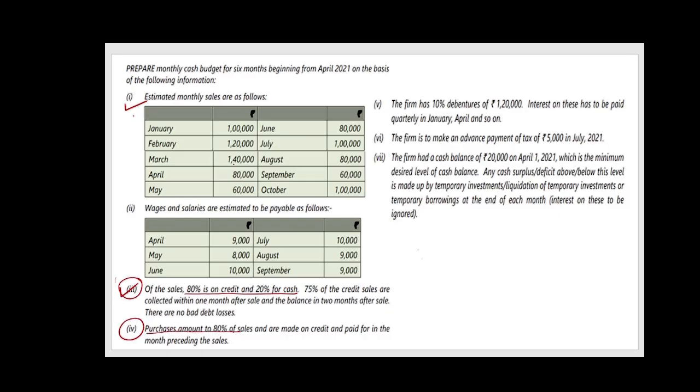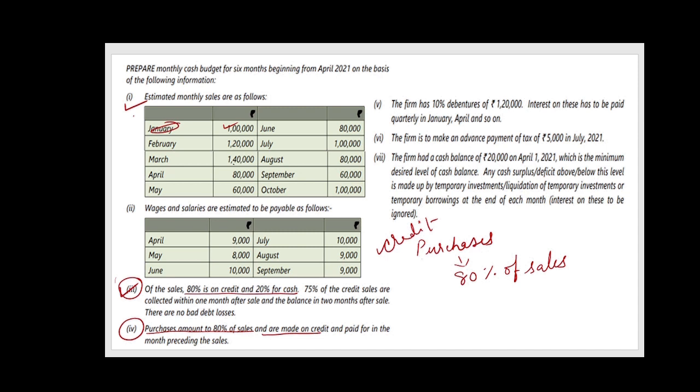Purchases amount to 80% of sales. So the company purchases to the extent of 80% of its sales. For the month of January, sales is 1 lakh, so we need to take 80% of 1 lakh. Now, purchases amount to 80% of sales and are made on credit. So the complete purchases are on credit basis.